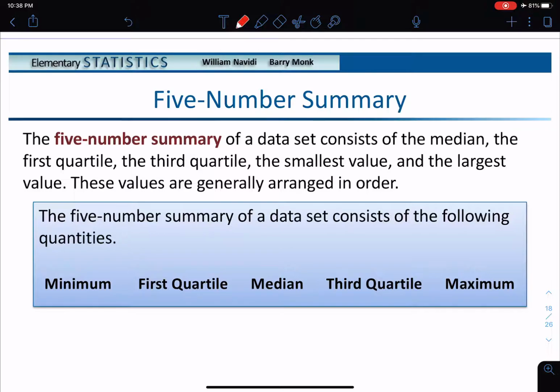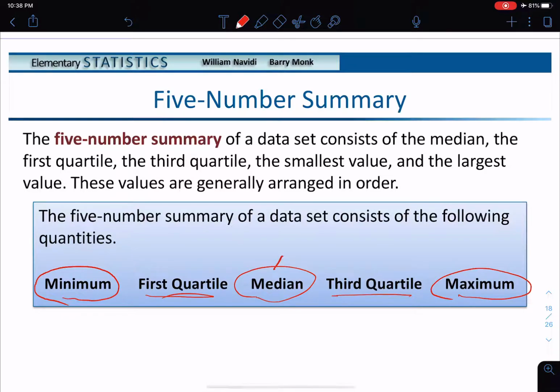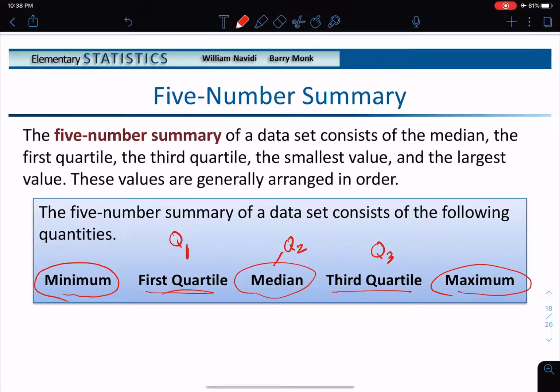So the 5 numbers we're talking about, when they say 5-number summary, they're talking about taking a look at a data set. The first number is the minimum number, and you've got the maximum number, right? Then you've got the median, and then you've got quartile 1 and quartile 3. Once again, the median is also known as quartile number 2. So you've got quartile number 1, quartile number 2, which is the median, and quartile number 3.